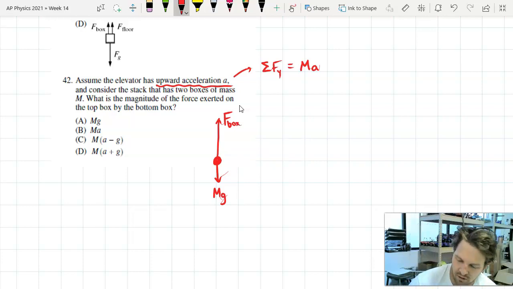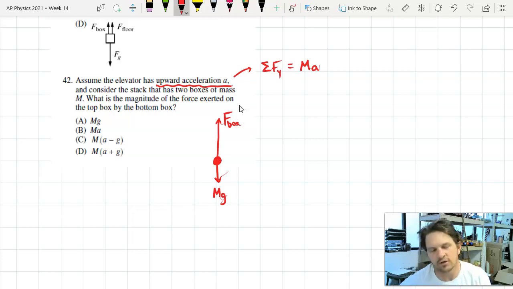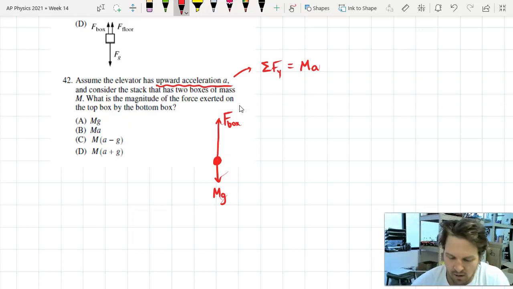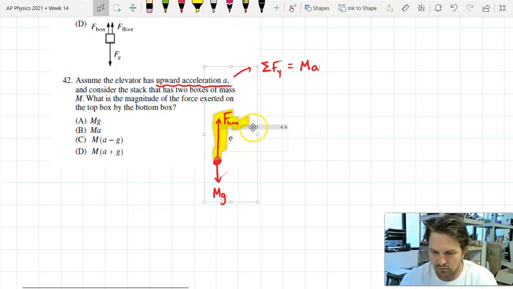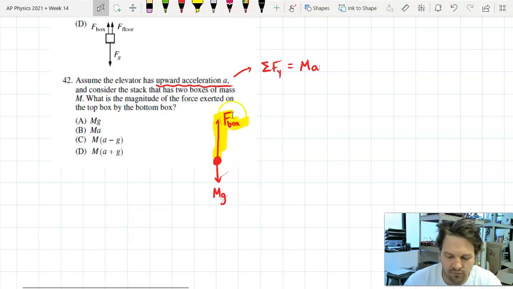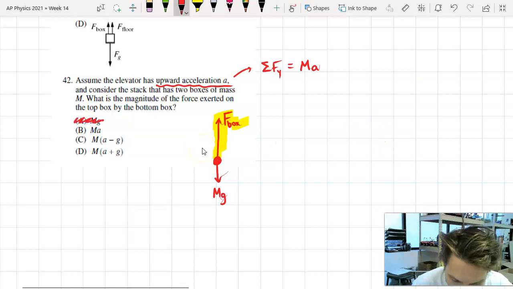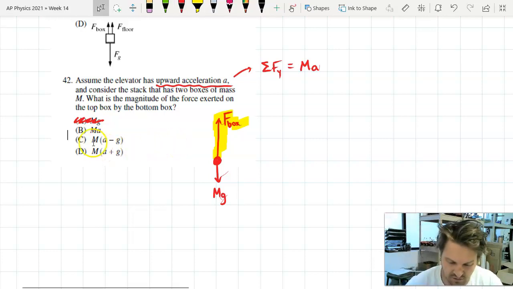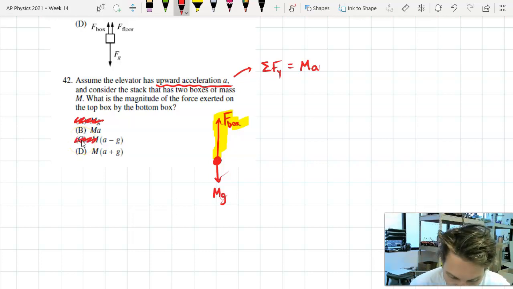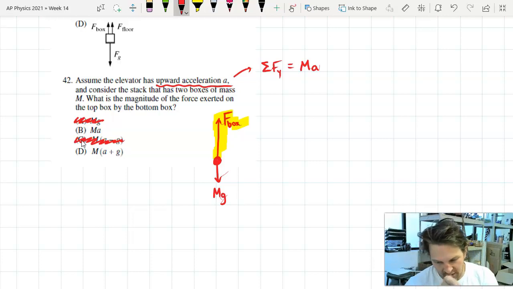Okay, so Newton's second law. First of all, here's how we can do this really quickly. We're solving for this upward force. That has to be bigger than mg so that it accelerates upward, right? So automatically I know it can't be mg. If I did m times a minus g, that would be less than mg, right? So C is out.